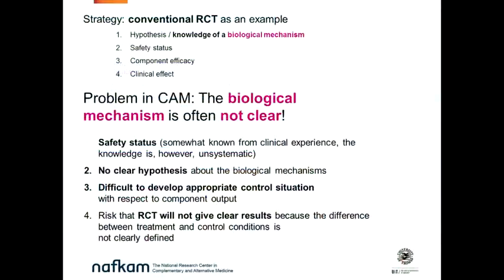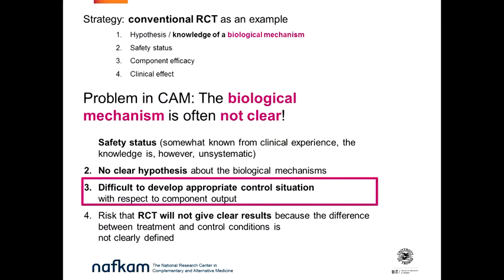And then you have the problem that your trial will not give clear results because the difference between treatment and control is not clearly defined. So the issue is it is very difficult to develop an appropriate control if you're not clearly informed about the mechanism.